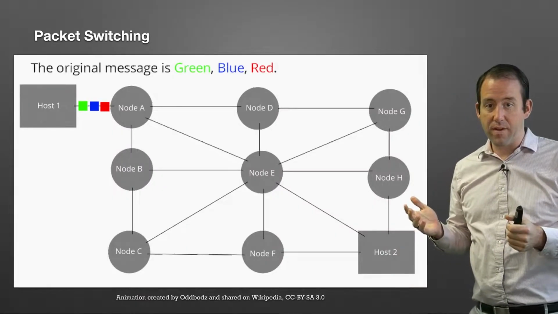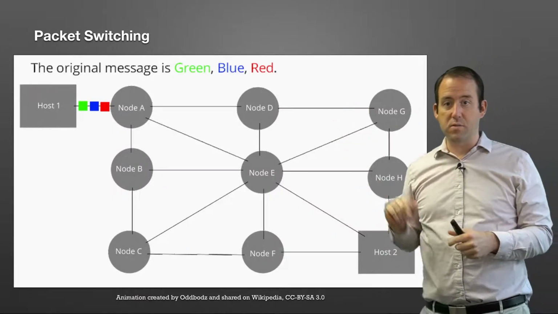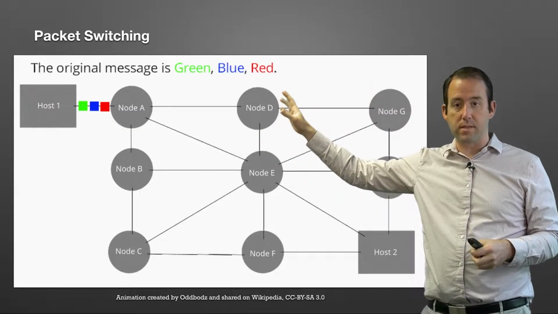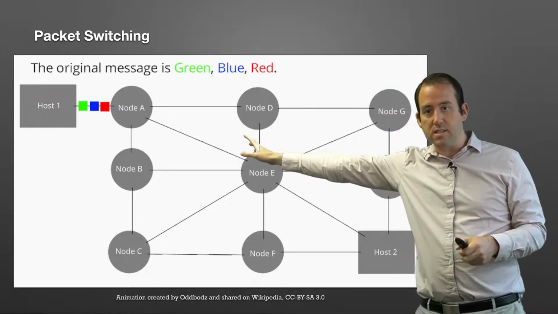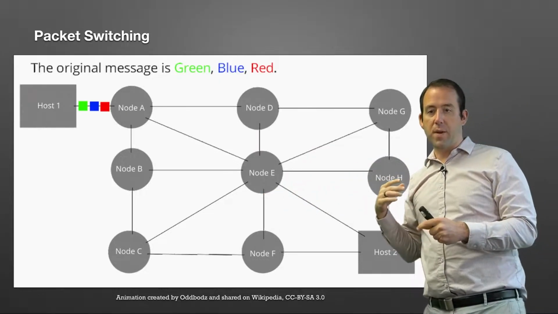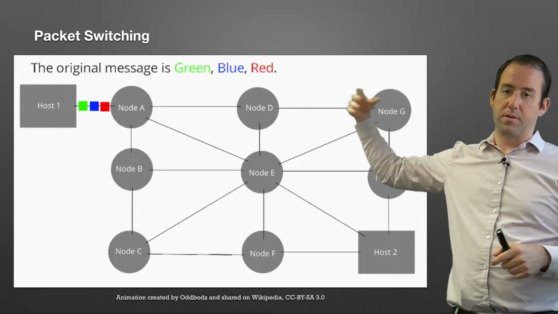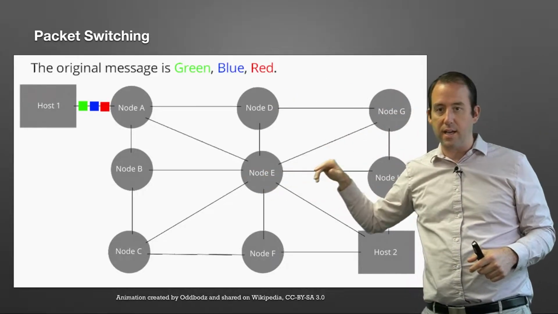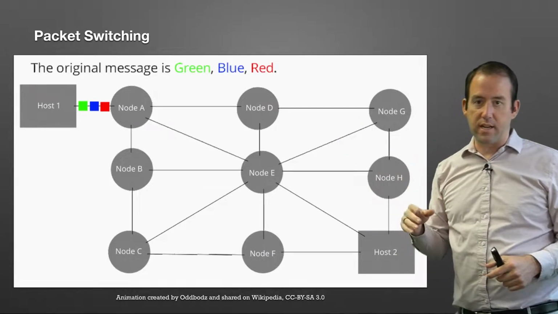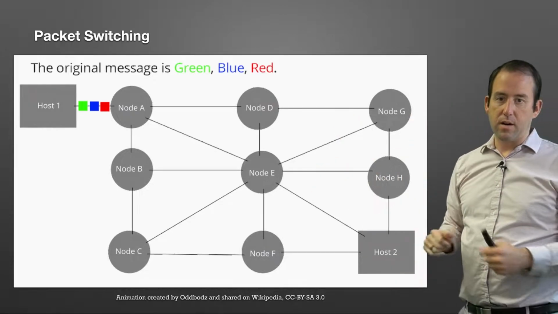So what we have with this packet switch network is a whole bunch of devices, a whole bunch of networks, and each of these nodes A through H here could each be a different router along the path. You'll notice connections between the routers. A is connected to D, E, and B. E is connected to everything else. H is connected to G, E, and host 2.